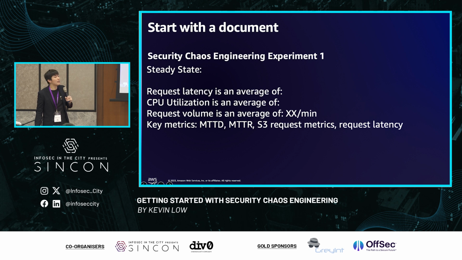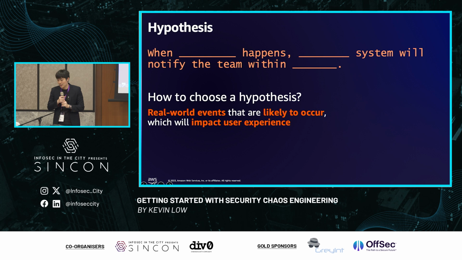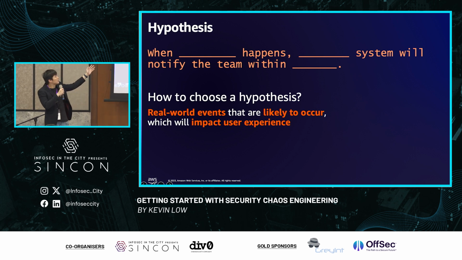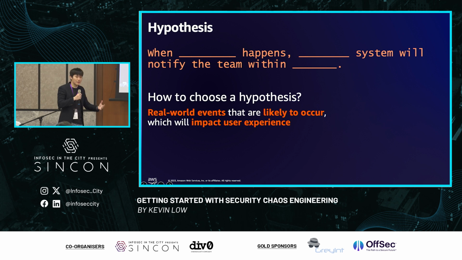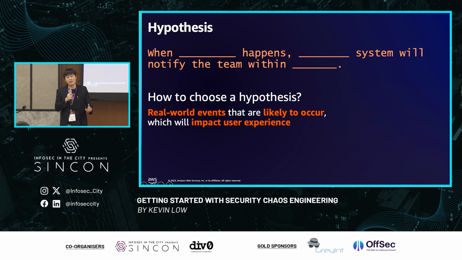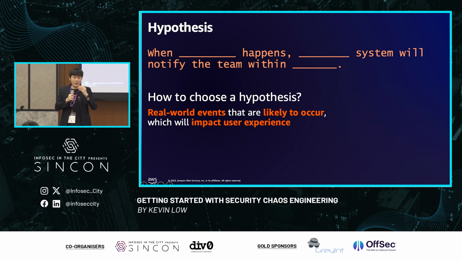So now with our steady state, we understand what our application looks like under normal behavior, we start with a hypothesis. Security hypotheses usually take the following form: when something happens, some system will notify the team within a certain amount of time. It can be challenging to think of a hypothesis because you don't know what to break in your system, right? So our recommendation is you start with a real world event that is likely to occur and can impact user experience.